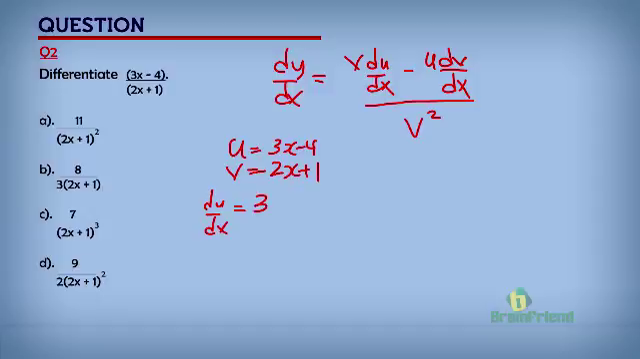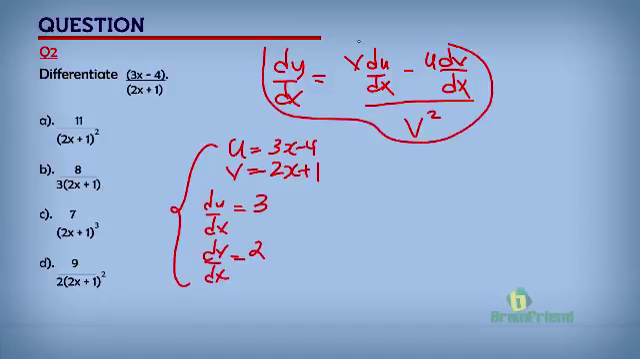Because the derivative of 4, which is a constant, is what? 0. The derivative of 3x is what? 3. Also, the derivative of v with respect to x would be what? 2, since the derivative of 1, which is a constant, is 0, and the derivative of 2x is 2. So we have our du dx, we have our dv dx, we have our u, and we have our v. We have all that we need to plug into our formula to get our answer. So let's go ahead and do that.